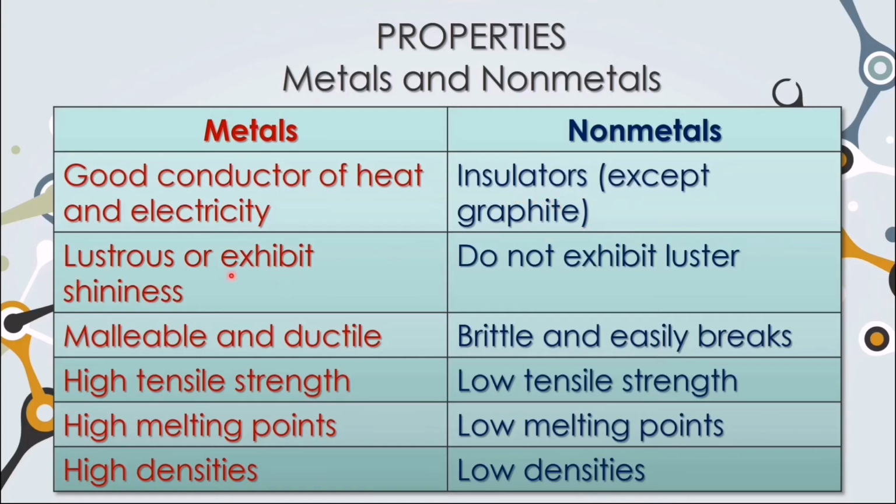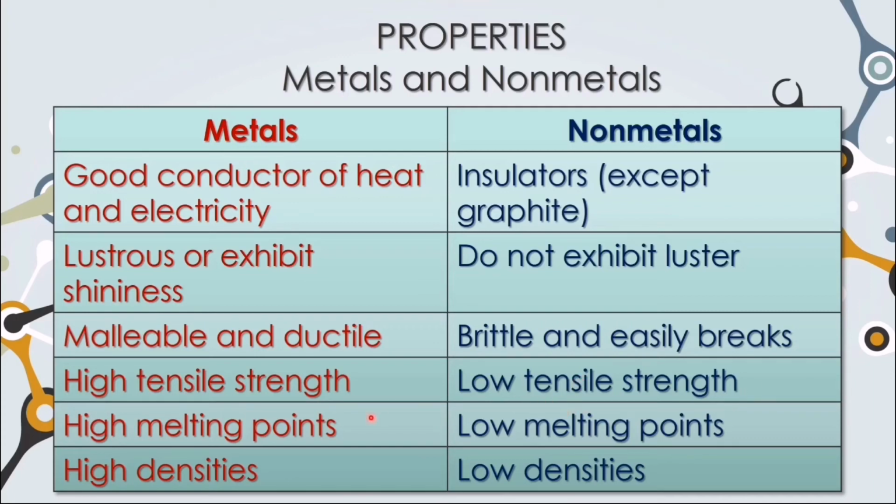Next is metals, lustrous or exhibit shininess. Okay? Sinaw o gasiga-siga. For example, gold and silver, di ba? Ang non-metals kay dili gasiga-siga. Next is malleable and ductile. Pwede nato siya ma-flatten into sheets nga dili mabuak, dili madaot, dili maputol. Ductile, pwede ma-turn into wires, dili maputol, nga pinakagagmay gyud. But non-metals are brittle and easily breaks. Dali lang siya maputol-putol. Next is high tensile strength, while non-metals is low tensile strength.